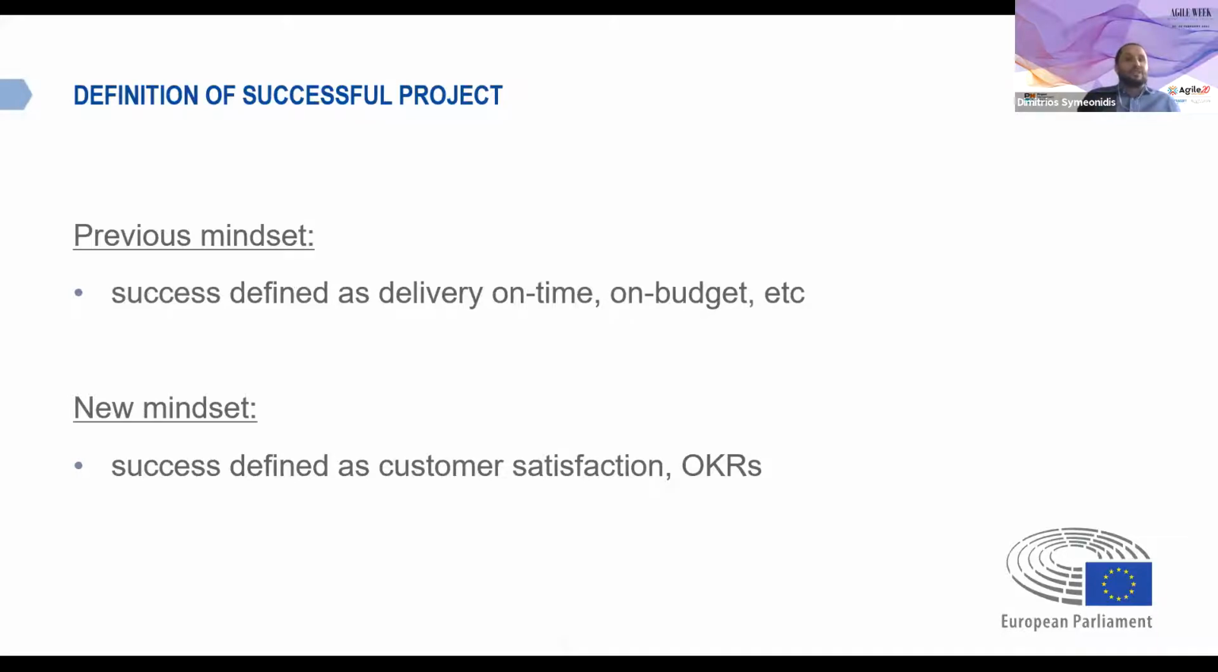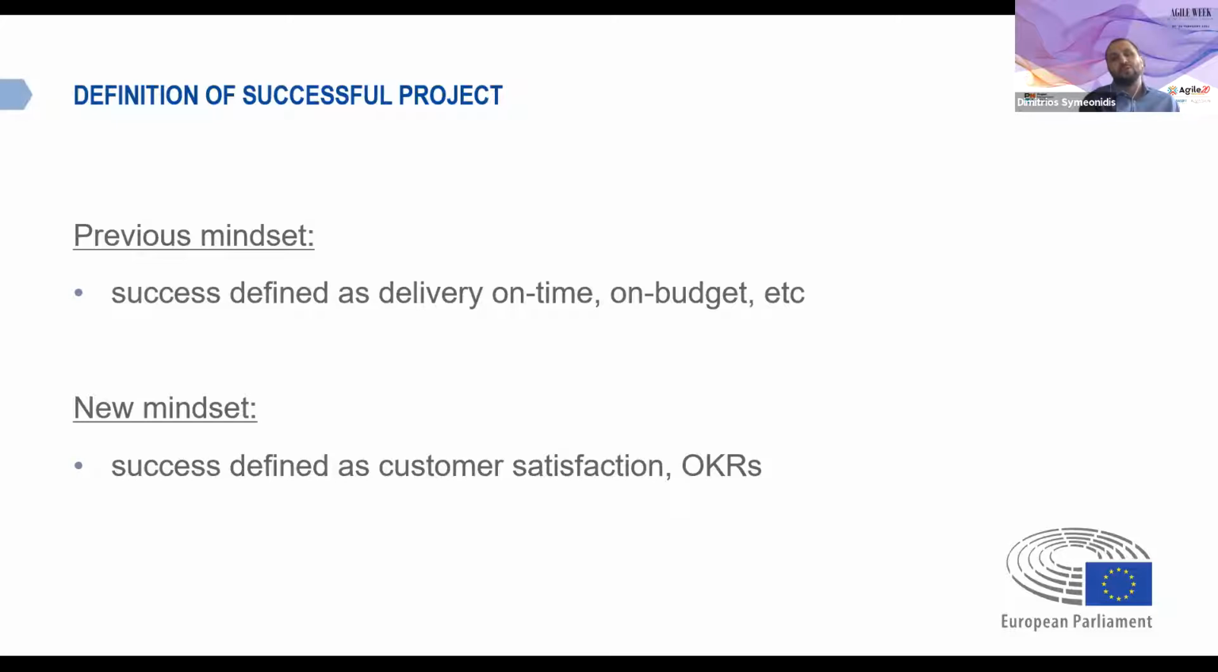Okay, the definition of a successful project. This is also something that is quite cultural. It's a change of culture that needs to take place in order to achieve that. The more traditional, I would say, mindset, the more traditional definition of a successful project is something that was delivered on time, on budget, on scope, on quality, etc. While this remains, of course, a goal, it is no longer our main definition of what is successful.